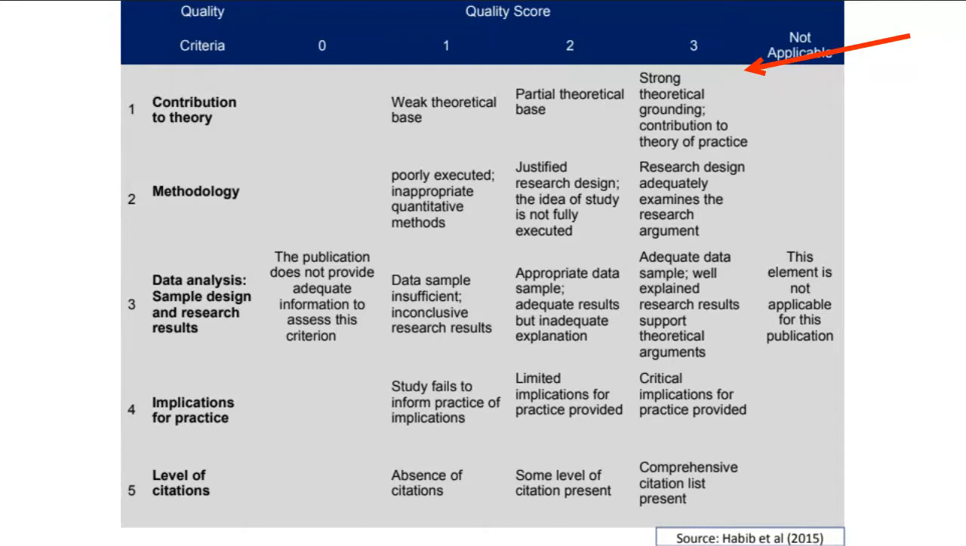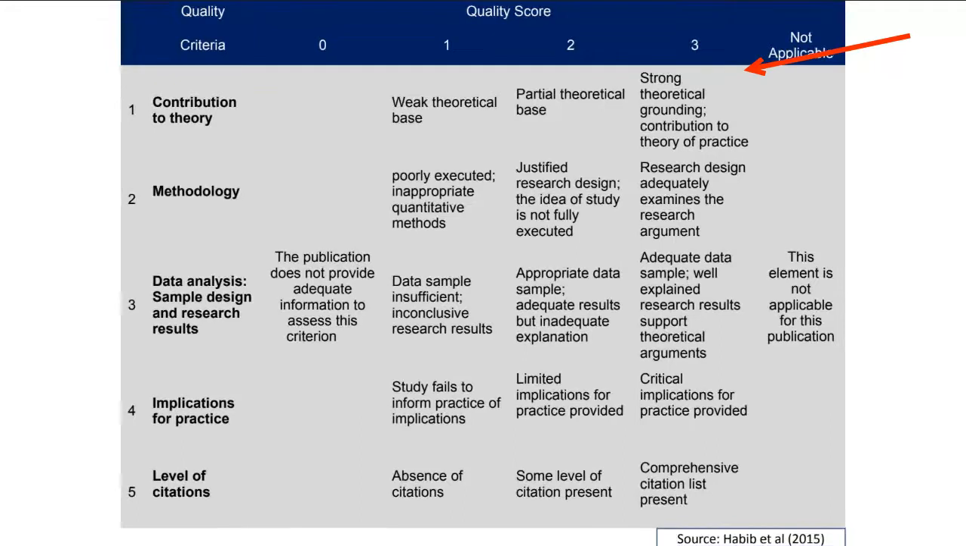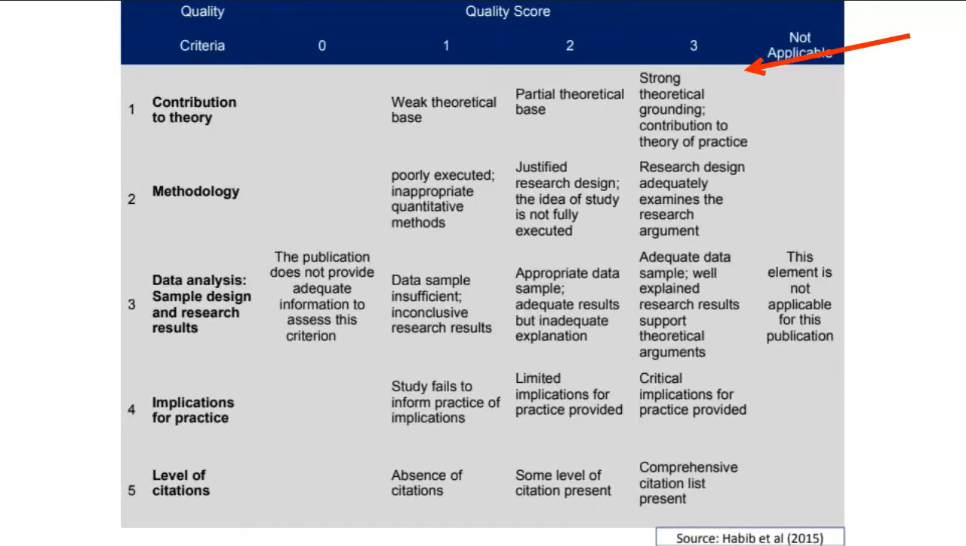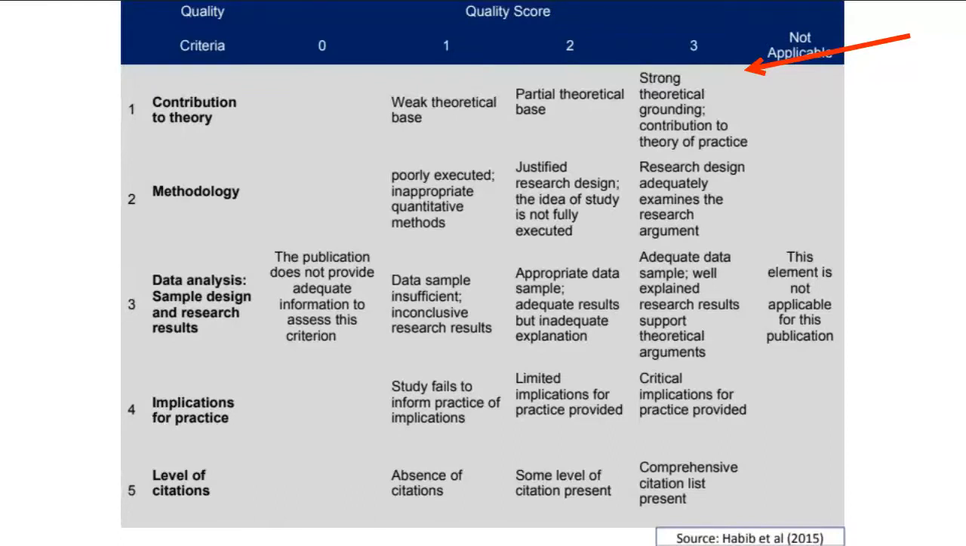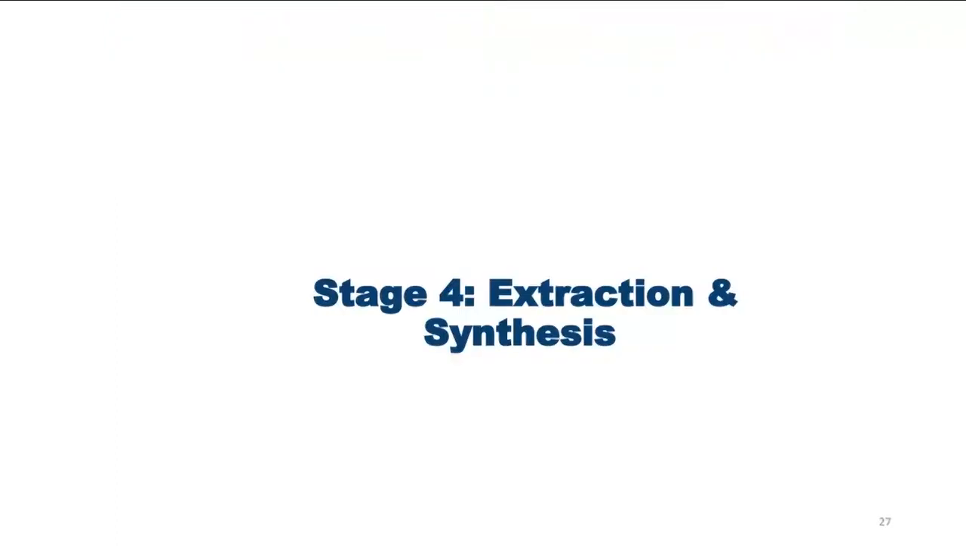So many papers which are academic in nature are not very practical in their approach, but their methodology, their data analysis and contribution to theory are very strong. So it is possible that the paper or source you have selected might not be very strong in one area, but very strong in other areas. So you can still include it, because that is your judgment. If you feel that this article is useful for your research and you want to include it, then just provide a justification for why you have given that score, and then you can include that article in your paper.